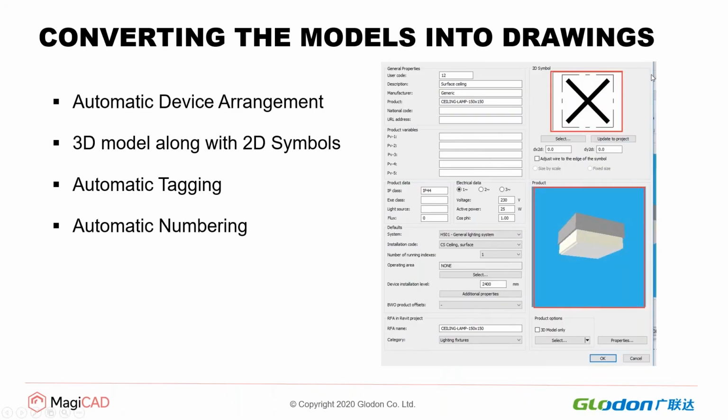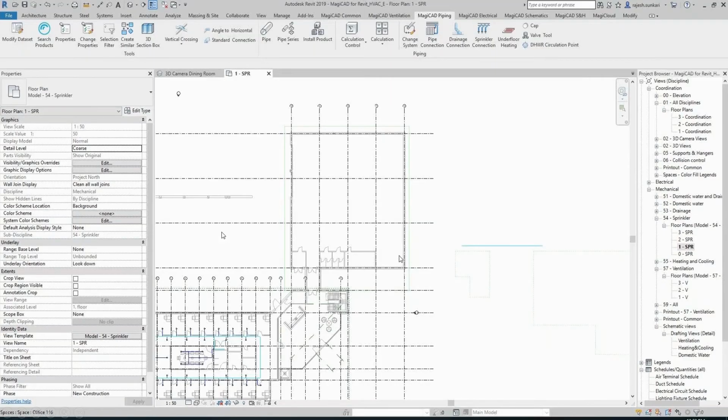And when it comes to the conversion, when you want to convert the 3D model into 2D symbols, you need to have 2D symbols, but most Revit families don't contain 2D symbols, and you might need to change these 2D symbols frequently. But in MagiCAD, we already overcome this issue. Every 3D model of MagiCAD comes along with a 2D symbol. These 2D symbols can be adjusted or changed at any time during the project. Not just that, we can also do automatic tagging, automatic numbering, and automatic sizing.